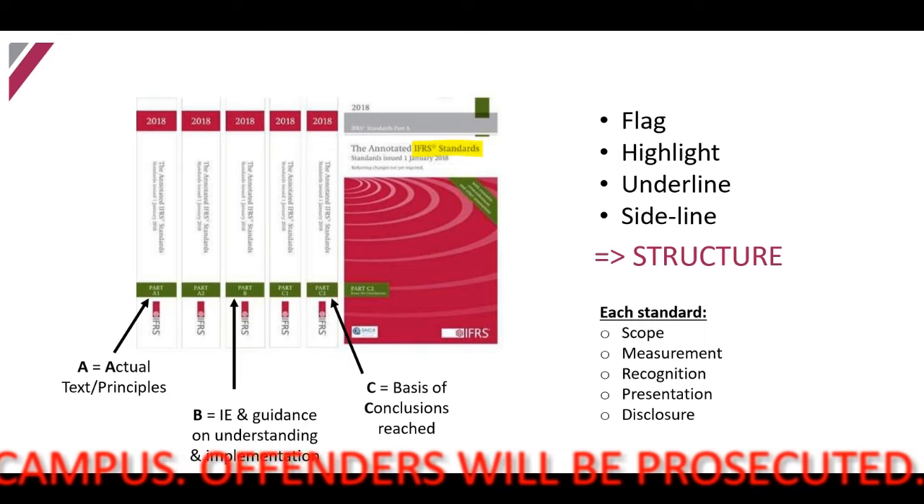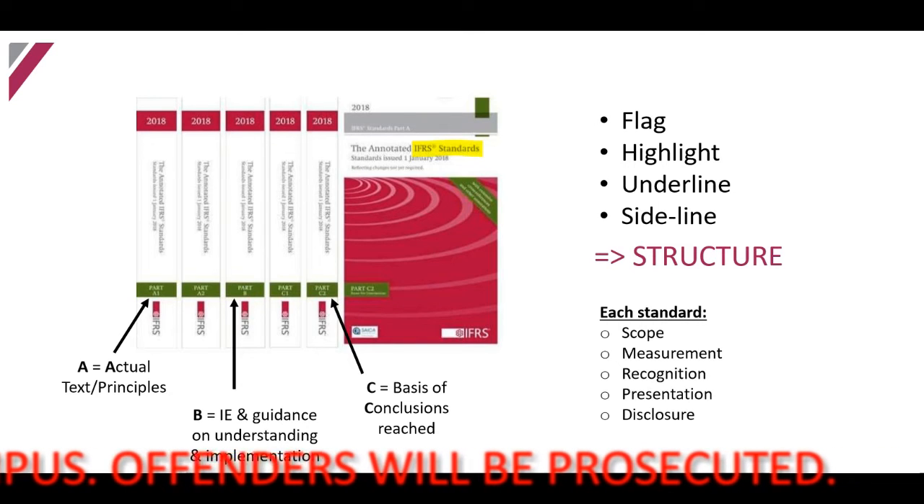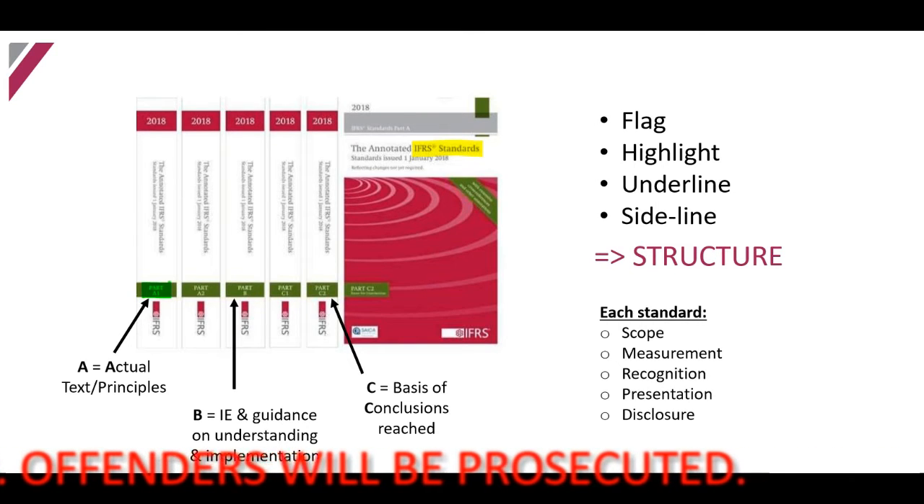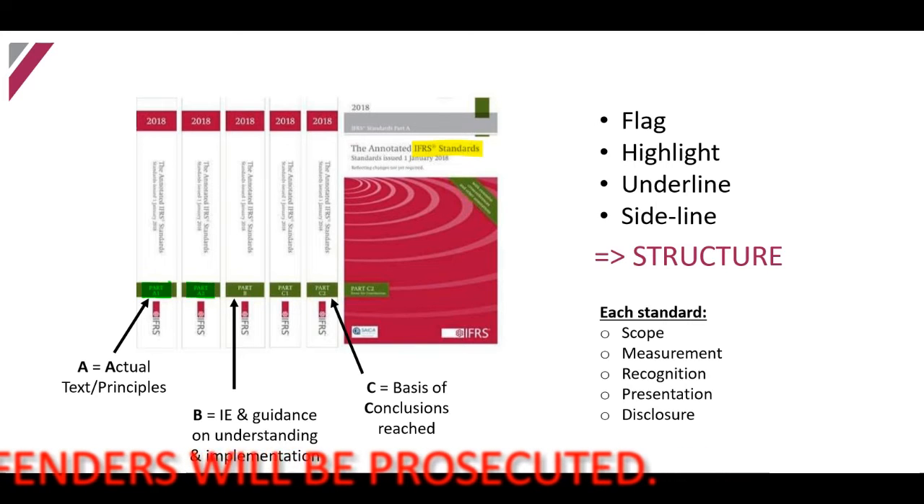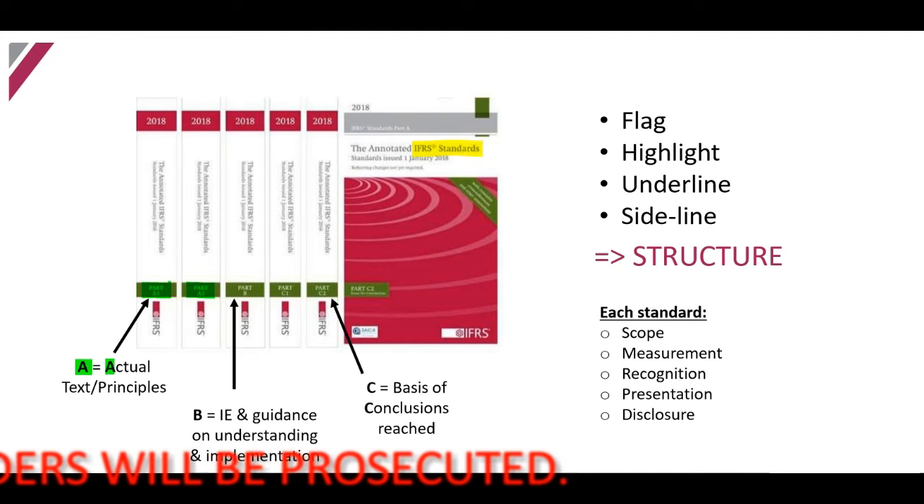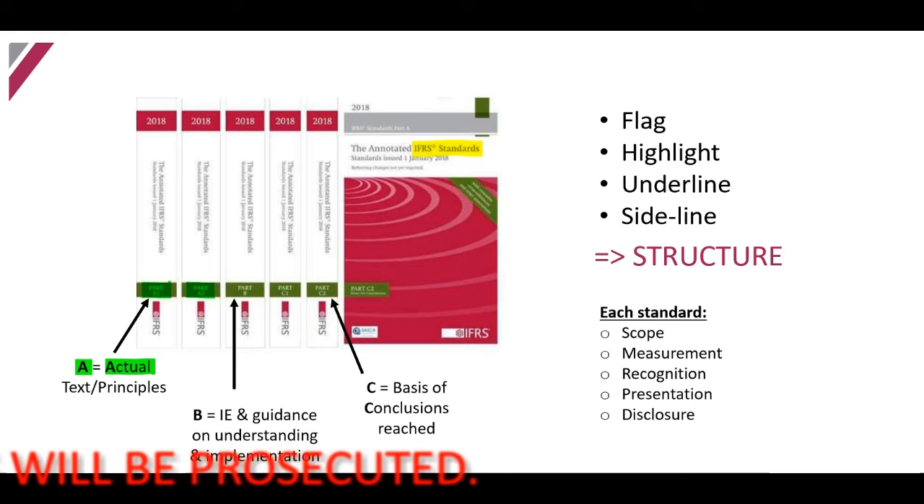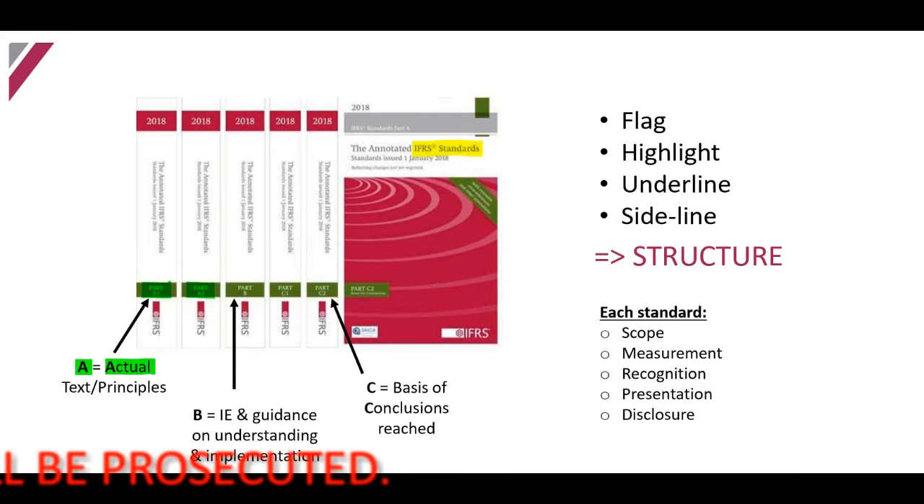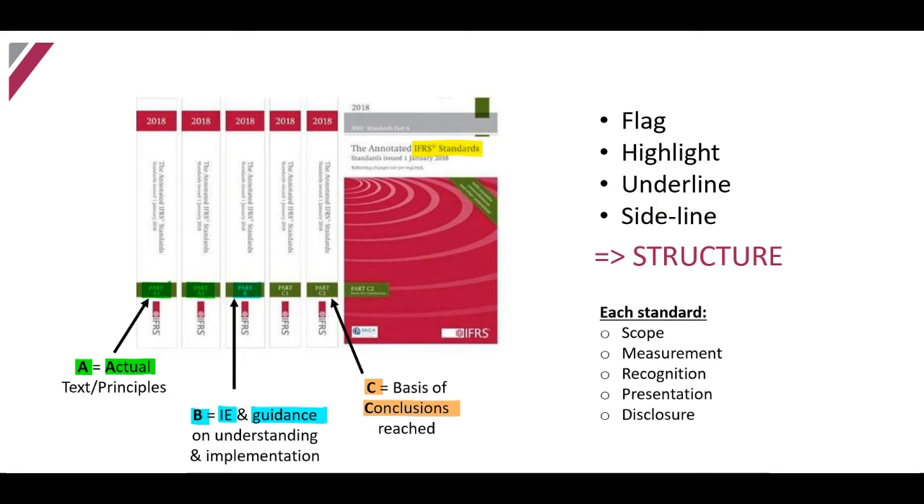You will identify that they indicate to us that there is a Part A1 and a Part A2. The Part A textbooks will include our actual text and principles per standard. Compared to our Part B textbook, our Part B textbook will include illustrative examples and guidance on understanding and implementing certain paragraphs and principles. Our Part C textbook will provide us with the basis of the conclusions reached per standard.